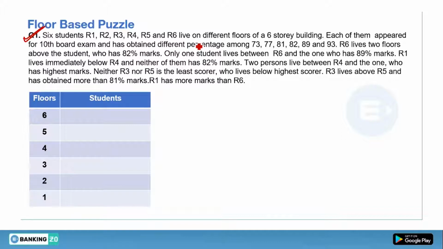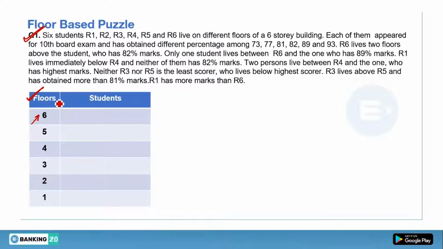Before starting a floor-based puzzle, what you have to do is fix the floors in the order in which they appear in the building. We know that the ground floor is number 1. Above the ground floor is number 2, then 3, then 4, then 5 and then 6. We have to write the floors in this order, depending upon the number of floors given in the question. In this question we have 6 different floors, so I have fixed the top floor as number 6. If the question mentions 8 floors or 10 floors, you have to make the top floor 8 or 10. According to the question you have to fix the numbers.